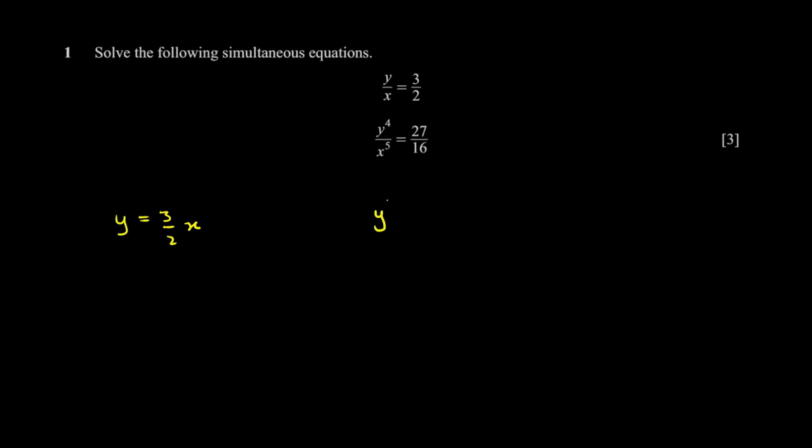So that will give me y to the power of 4 is equal to 27 upon 16 x to the power of 5. So now I can substitute in for y here. So that's going to give me (3 upon 2 x) to the power of 4 is equal to 27 upon 16 x to the power of 5.